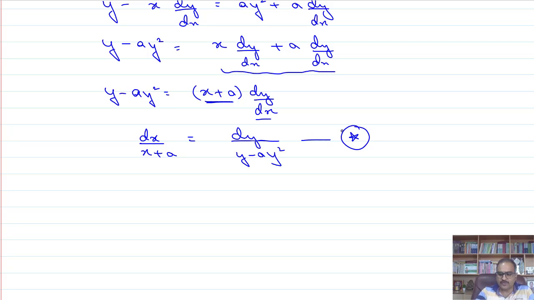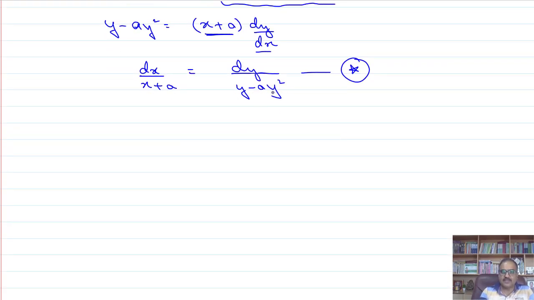Now when I have to solve this, the integration of y minus a y squared cannot be found directly, nor can the derivative property be applied. So I need to solve this one using partial fractions. So 1 over y minus a y squared can be written as 1 upon y into (1 minus a y).